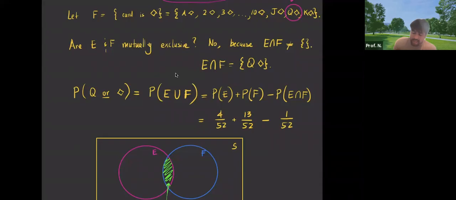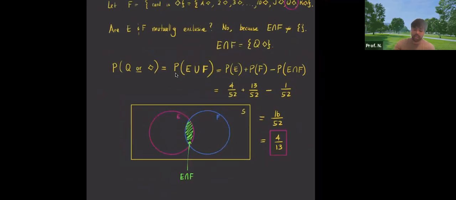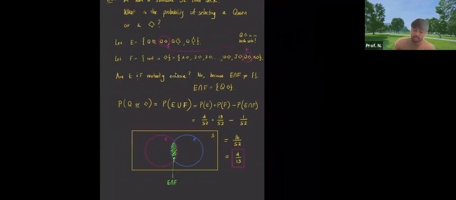So now we're just adding fractions together. When we add 4 plus 13, we get 17, minus 1, we get 16 out of 52. And if you want to reduce this, you could divide by 4 and I get 4 out of 13. So the probability of getting a queen or a diamond is 4 out of 13. So everyone understand why I had to subtract that overlap region to correctly find a probability?